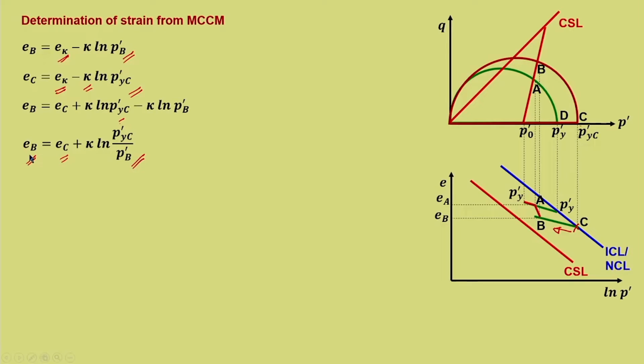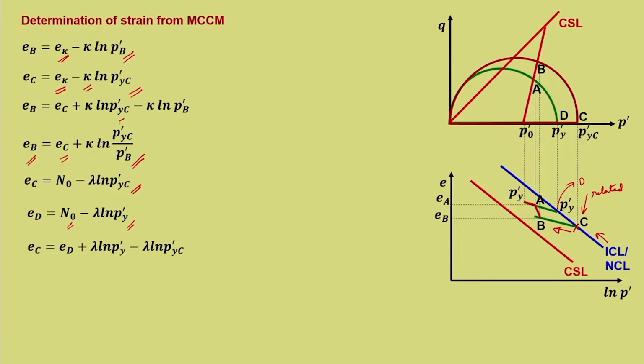Now, for EA we have ED and for EB we have EC, and we also know that point D and this point are related. How are they related? Because they fall on the ICL line or NCL line. Accordingly, point C, that is EC, can be written as N naught, which corresponds to unit pressure, minus lambda, where lambda is the slope of NCL, ln P dash YC, and ED can be written as N naught minus lambda ln P dash Y, this particular point.